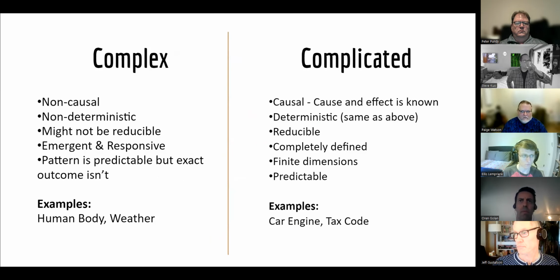And I probably should have switched them, but this is how they show up in the diagram. Complicated, the domain on the right, is causal, meaning that cause and effect is known, it's deterministic, it's reducible work. We can split it up and make it smaller and divide it into chunks. It's completely defined with finite dimensions, and it's predictable. And this is things that can be hard but are known. Car engines, tax code. Oh my God, it's terribly hard, but it's known.